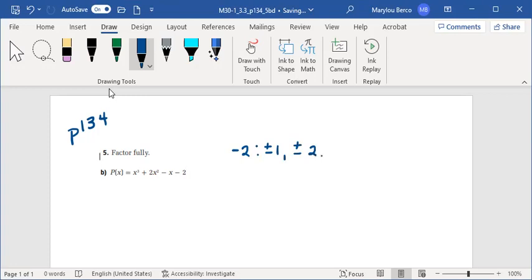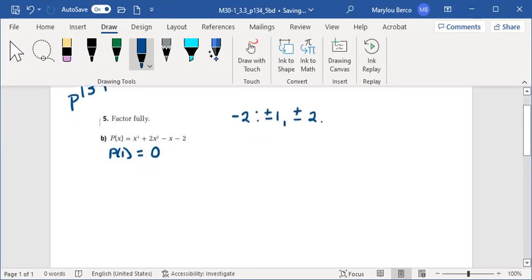So test these values to find a factor first, and we'll find that p of 1 is equal to 0. So now we use synthetic division to find the other factors. Okay, so we know x minus 1 is a factor. So we have 1 on the left, and our coefficients are 1, 2, -1, -2.